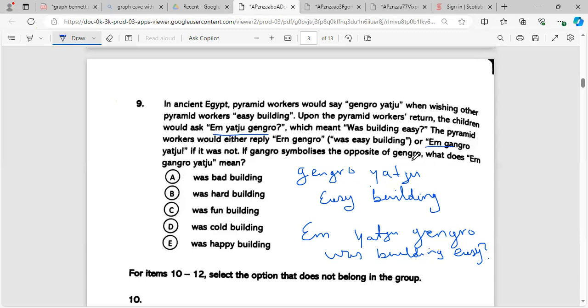What does M Grato mean? Yeah, go ahead, say what you're going to say. It basically says the answer in the passage, because it says M Gangro is if it was not, which means if it was hard. Oh, right, yes.